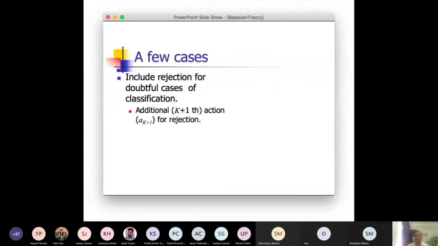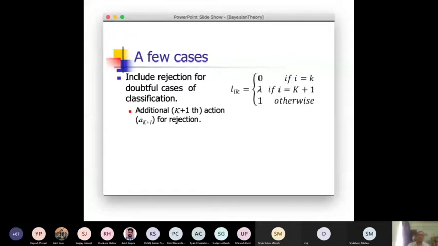Okay, capital K is the number of classes. So if you have capital K classes, you have capital K number of actions. Now, additional action means suppose there is a K plus 1th action. And this action means I'm not assigning any class. You understand? So it's a doubtful case. So it is better not to assign any class to it.